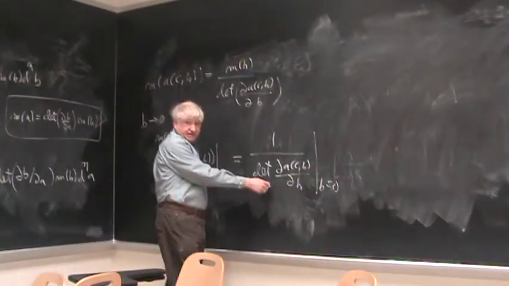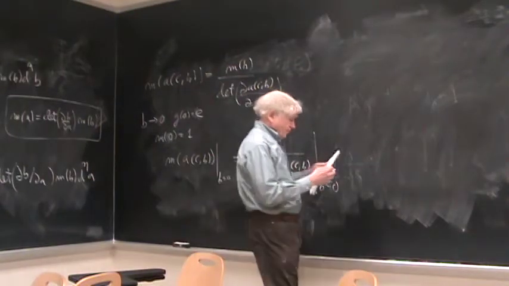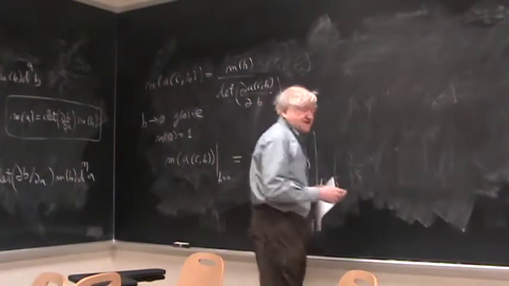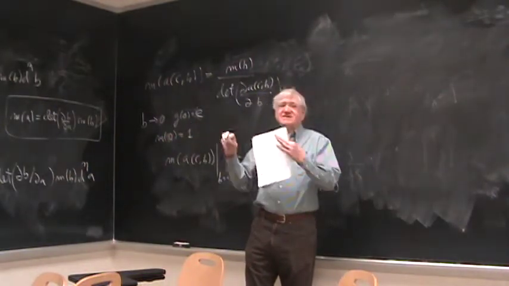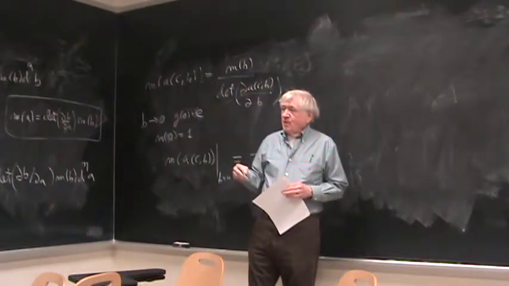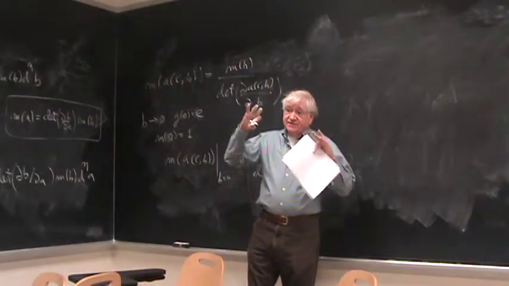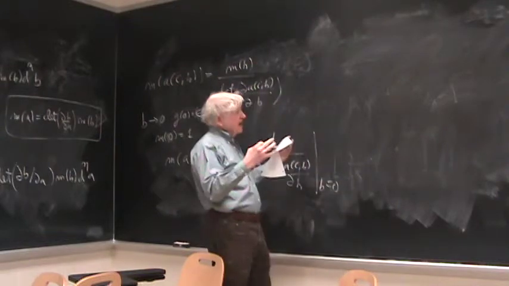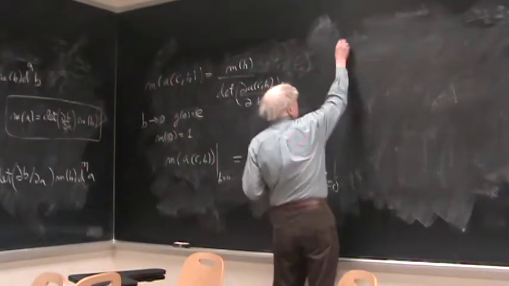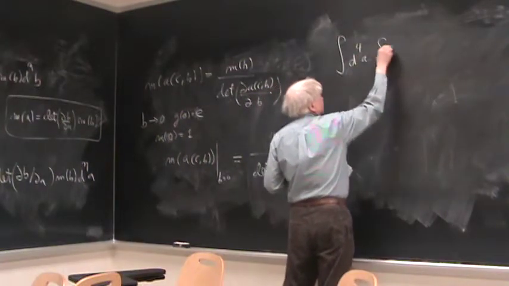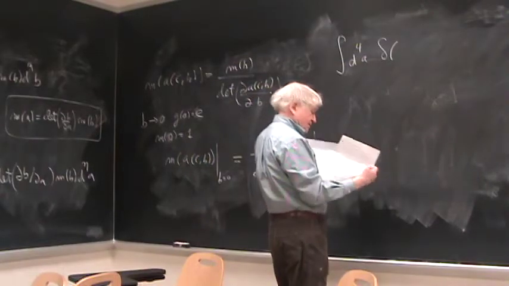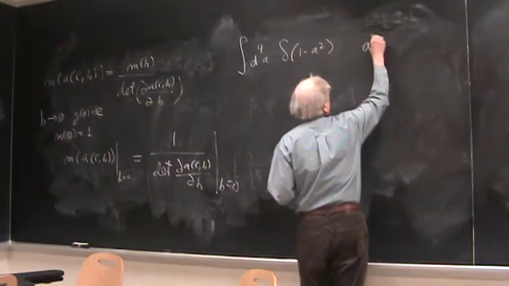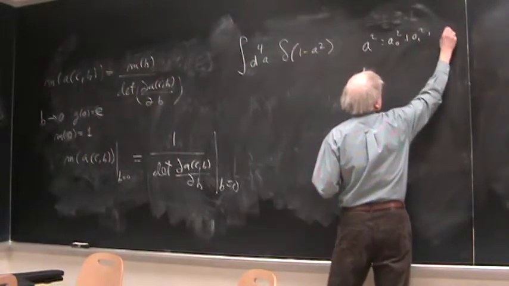Okay, let me get you started figuring this out. For SU(2), first of all, let's use the nice representation. There are different ways of labeling the group. One way is to say it's the surface of a unit sphere in four dimensions. Then your integration is d^4a delta of, is it 1 minus a squared? All right, let's just say 1 minus a squared, where a squared is a0 squared plus a1 squared plus a2 squared plus a3 squared.